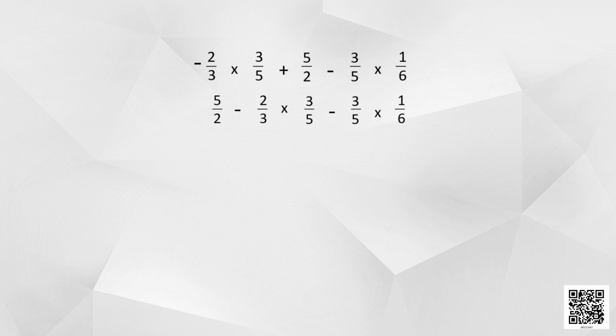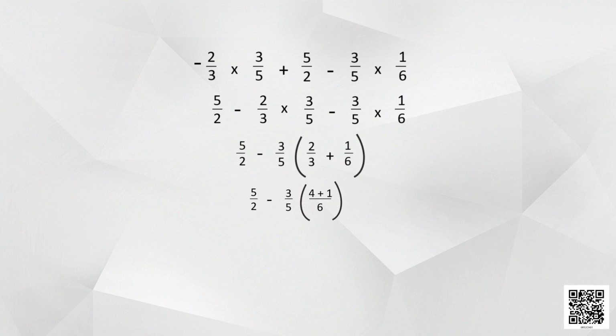So let us take out the common factor of second and third term, that is 3 upon 5. So what are we left with in bracket? 2 upon 3 and 1 upon 6. On solving them we get 5 upon 6. On further solving we get 1 upon 2. And finally on subtracting we get 4 upon 2, which is equal to 2. So children, you can see that using properties of rational numbers, we can solve such questions quickly and easily.